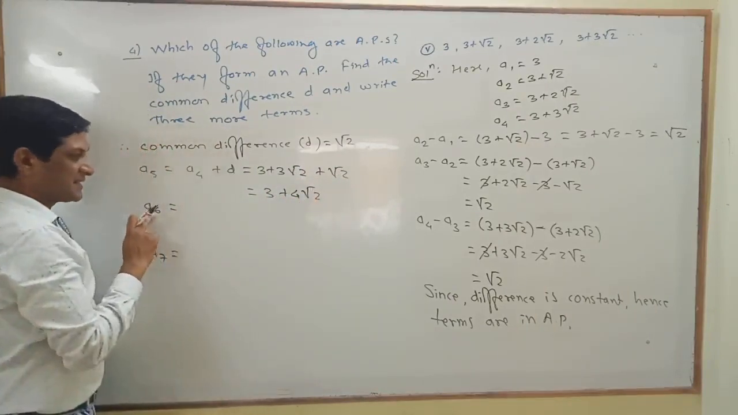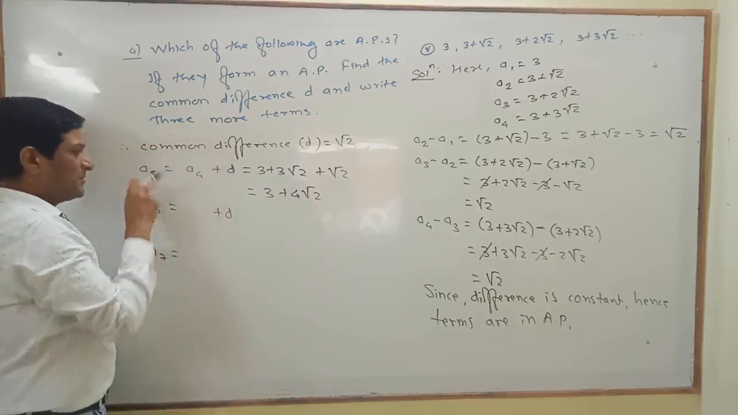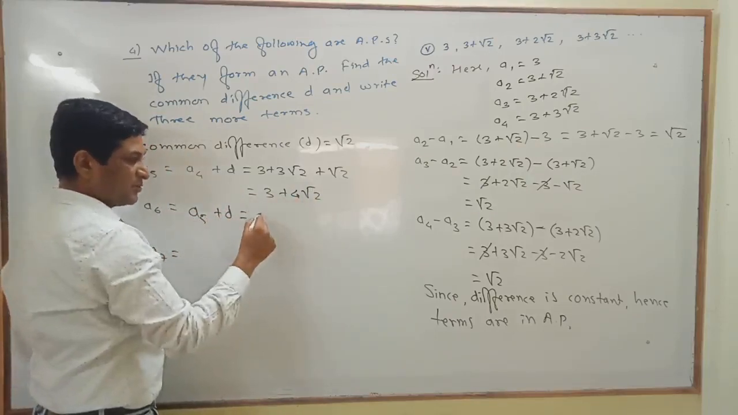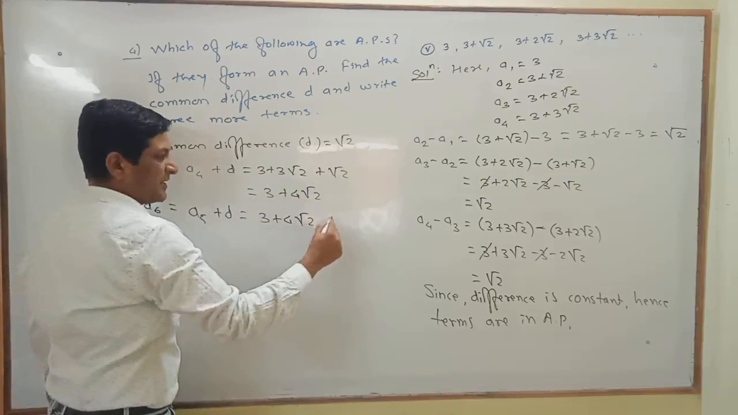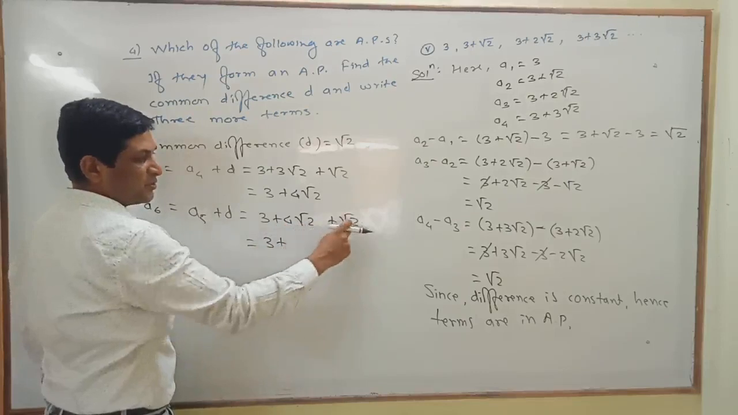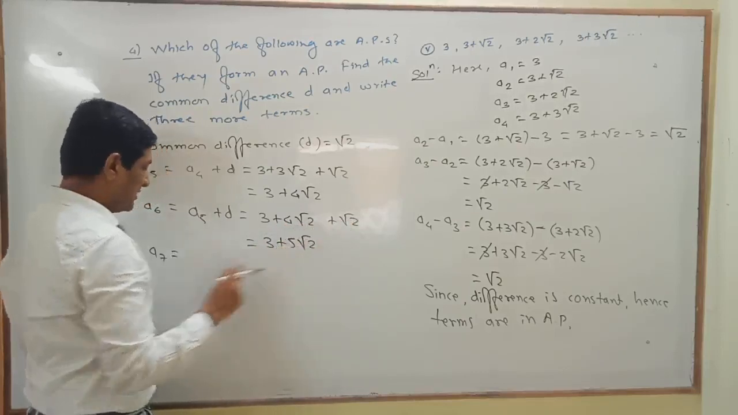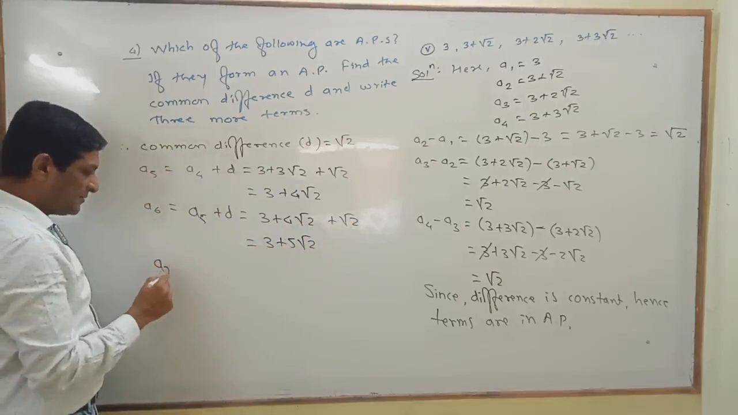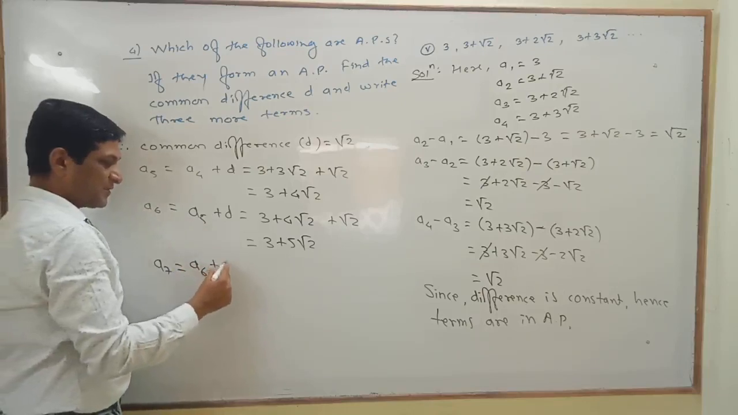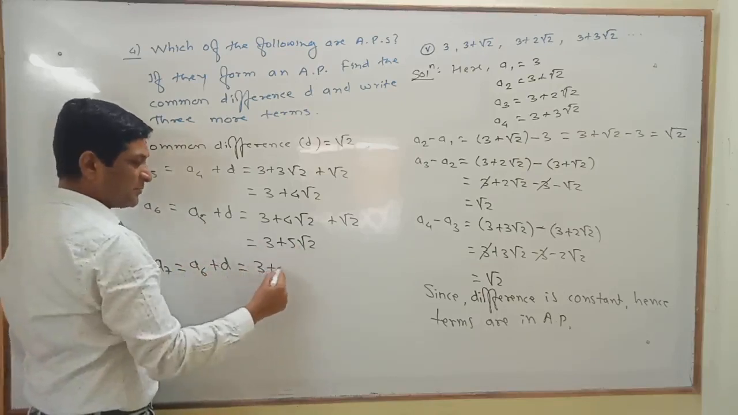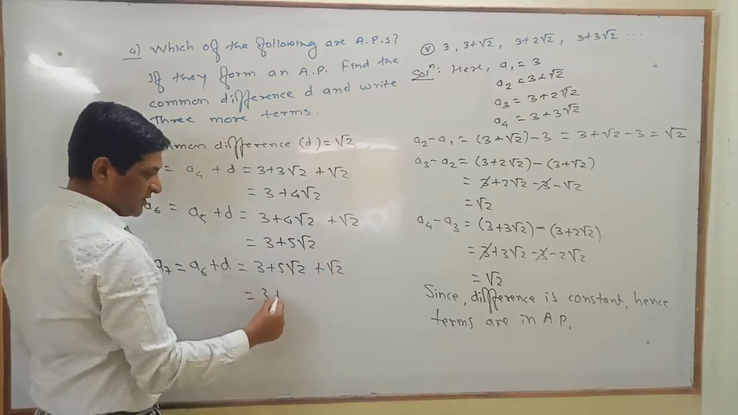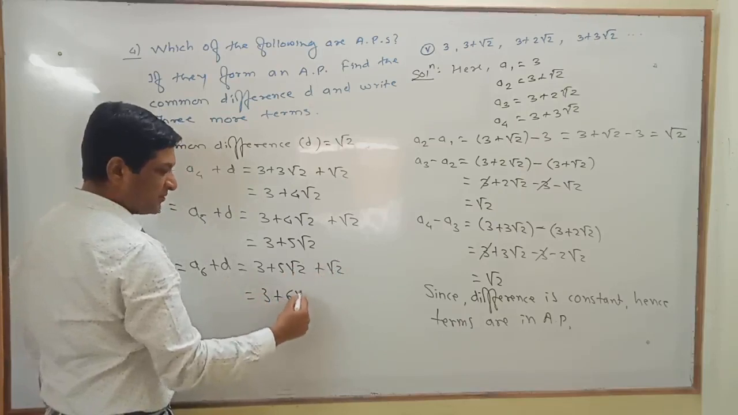Now to find the sixth term, we have to add D to its previous term, meaning A5. The value of A5 is just known to us, 3 plus 4 root 2, plus D. What is the value of D? Root 2. So which is equal to 3 plus 4 root 2 plus root 2, which will be 3 plus 5 root 2. And to find the next term, the seventh term, we have to add D to the sixth term, meaning A6 plus D. What is the value of A6? 3 plus 5 root 2, plus D, which is root 2. So which is equal to 3 plus 5 root 2 plus root 2, which will be 3 plus 6 root 2.